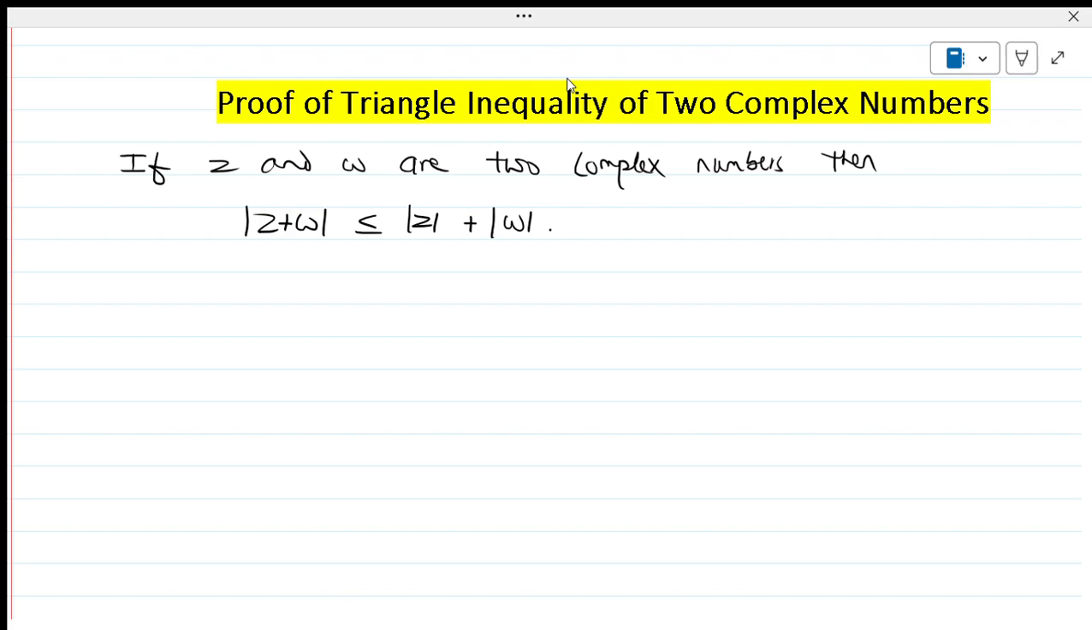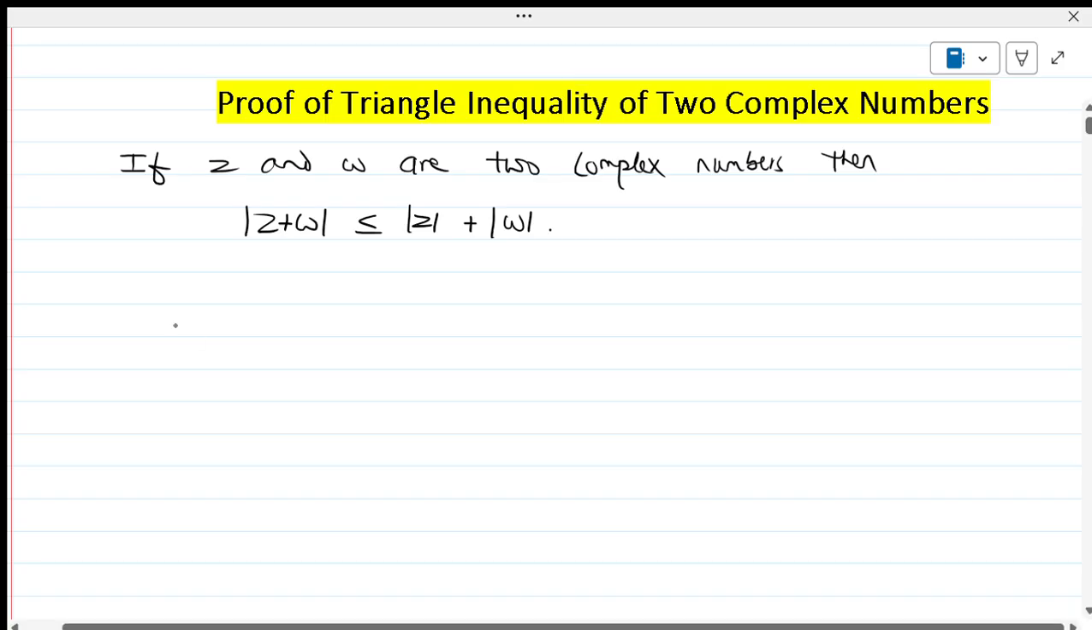Namaste all dear viewers. In this video I am going to explain the proof of the triangle inequality of two complex numbers. Here it goes. If z and w are two complex numbers, then the absolute value of the sum of z and w is less than or equal to the sum of the absolute values of z and w individually.